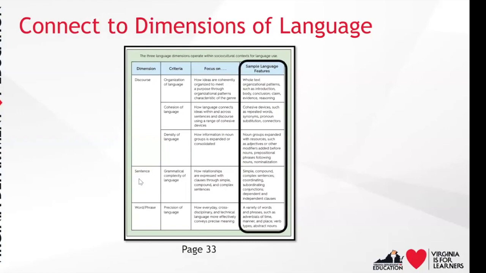The sentence level gets back to that syntax. How are we teaching students to vary their sentences? As I said, I taught middle school, and I would tell students on their writing, all of your sentences sound the same, make them different. They didn't necessarily know what that meant.